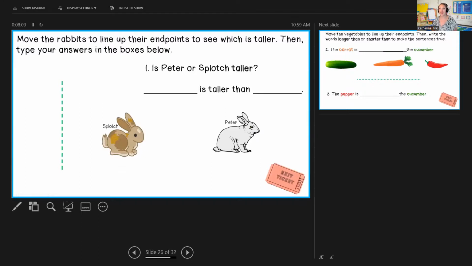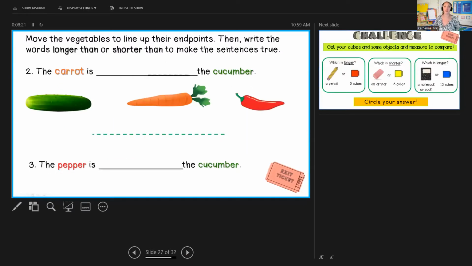This is your exit task that you will complete. You're going to move the rabbits over to the line to their endpoints to see which one's taller, and then type your answers in the box. Is Peter or Splotch taller? Blank is taller than blank. Then we have moving the vegetables to line up their endpoints, and then writing the words longer than or shorter than to make the sentence true. So the carrot is blank the cucumber. The pepper is blank the cucumber.